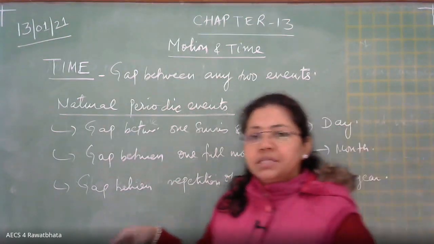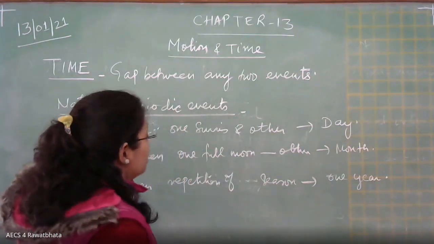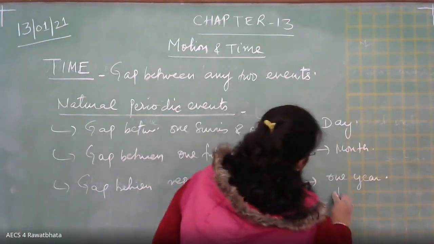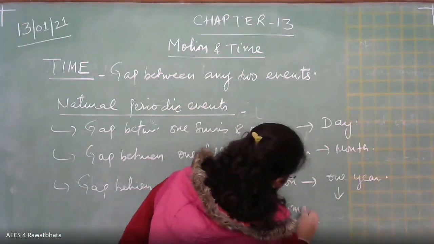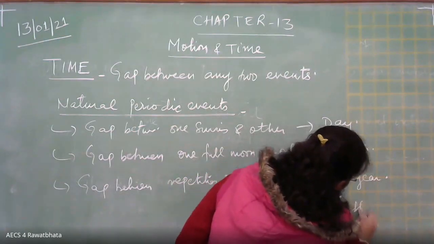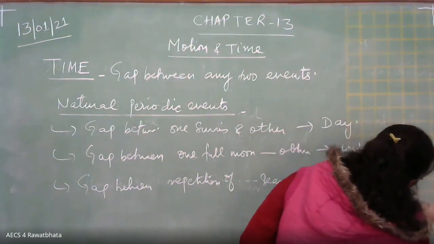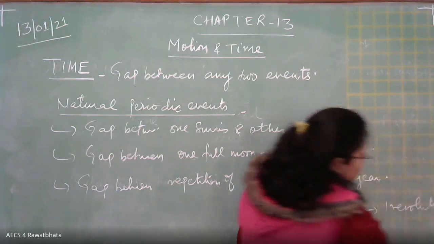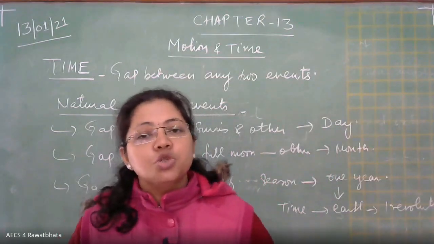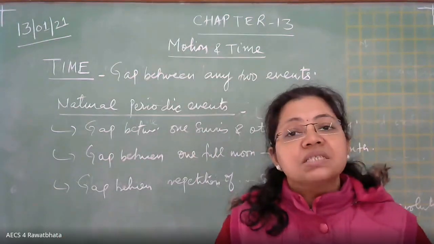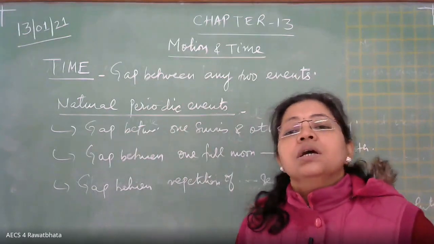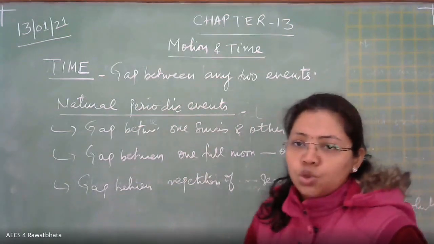And after that the people came to know that this 1 year is nothing but the time taken by earth to complete one revolution around the sun, and that is about 365 days. Our other philosophers also told that.